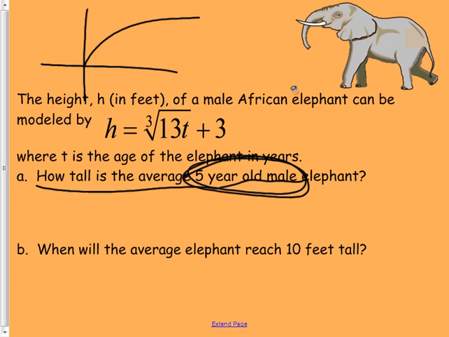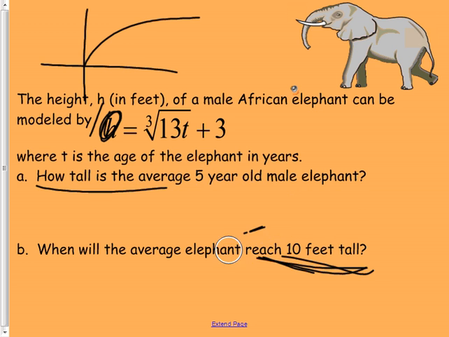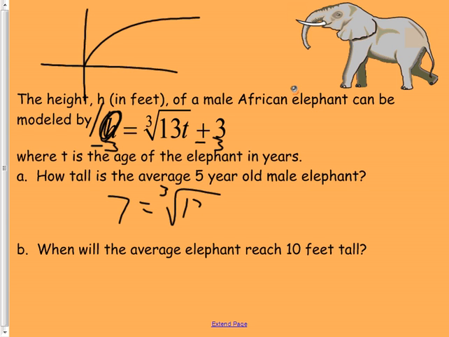If they instead tell you the height, here's a 10 feet tall elephant. That's a big elephant, and yes, they do get that big. Where do I put that? An H. So you put this as a 10, and you solve it from there. So if I had to solve this one, common mistake people make is to get rid of the cube root right away and cube everything. Can't do that. What do you do first? Subtract 3. That makes it 7 equals cube root of 13t.